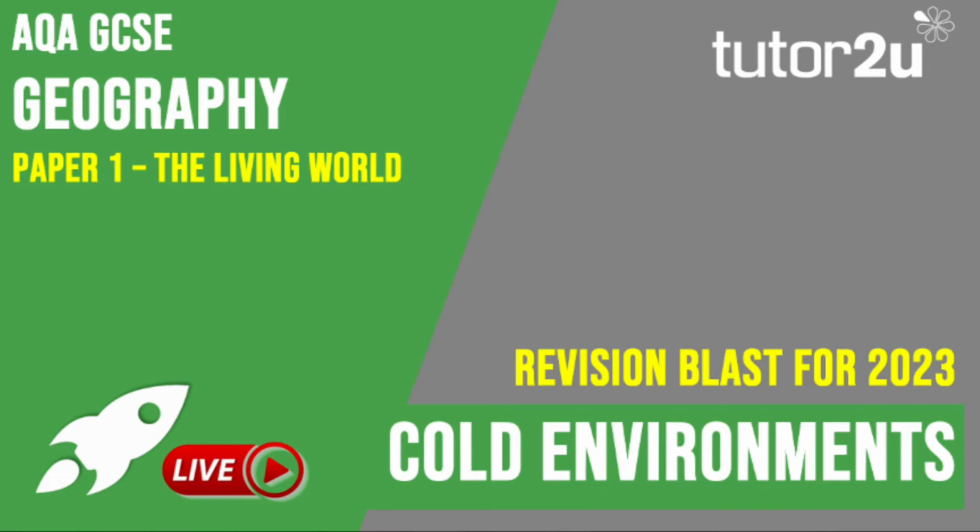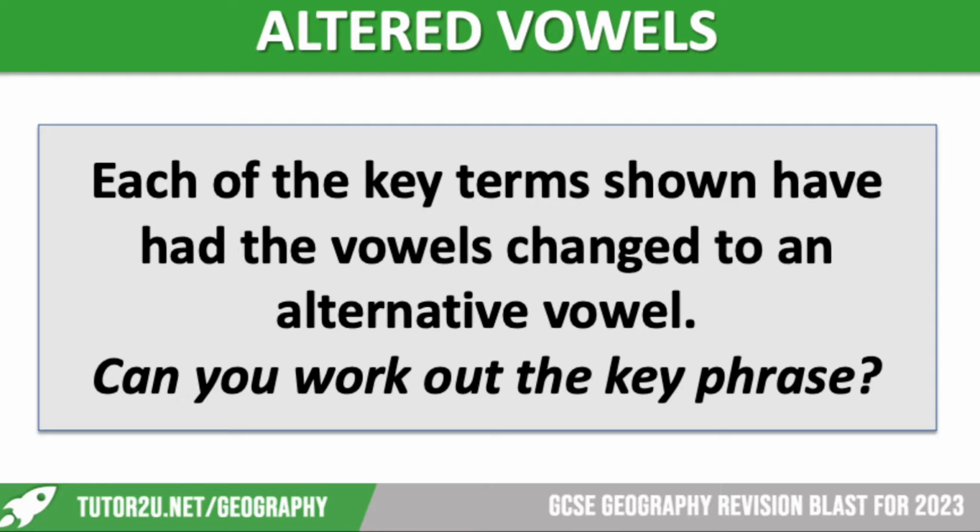Right, let's crack on. We're going to start off with some altered vowels. These look a little bit like anagrams, but they are not. Each of the key terms shown have had the vowels changed to an alternative. You just need to work out what the key term or the key phrase is, and they are all linked to cold environments.